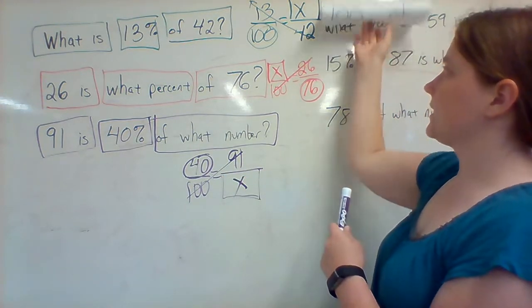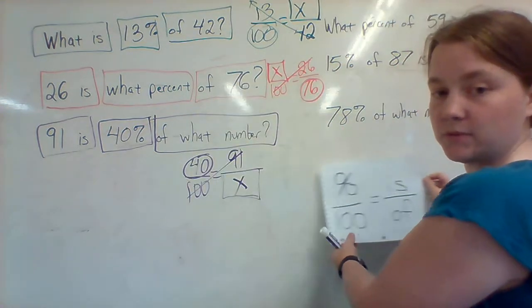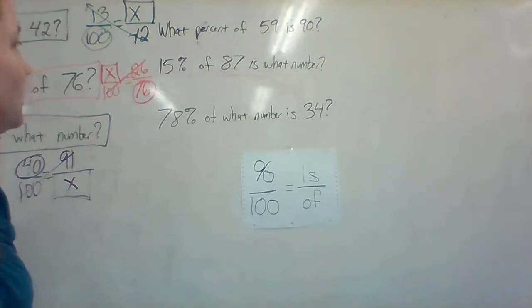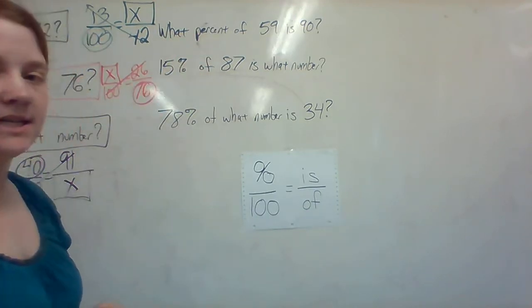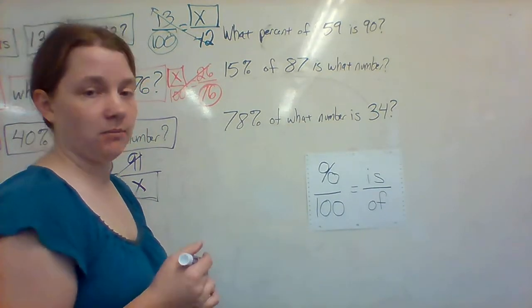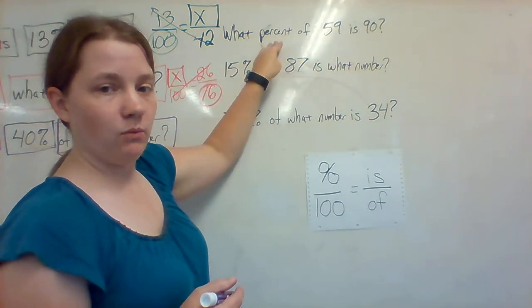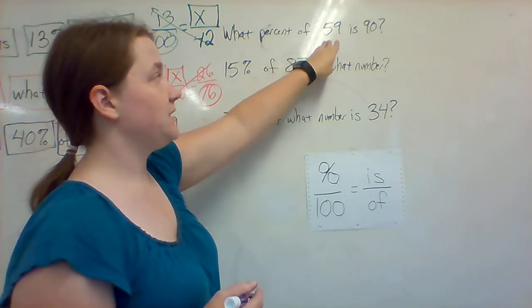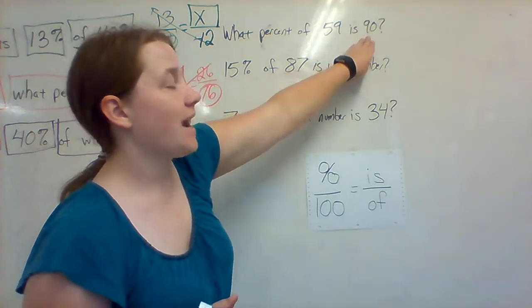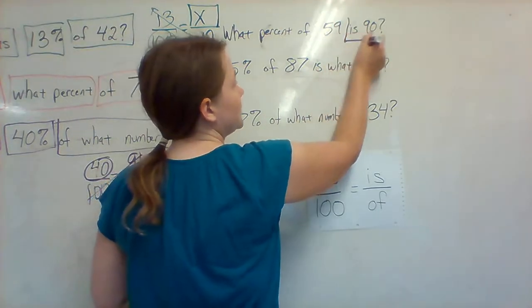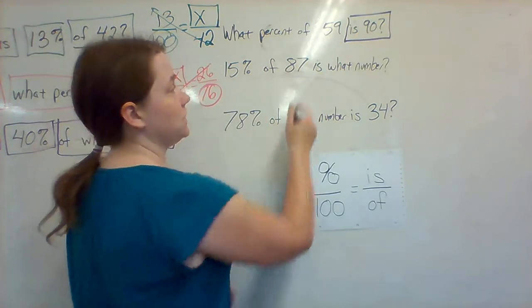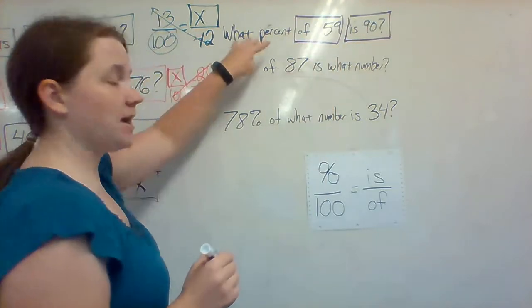Let's talk about a different kind of setup. Now we have what percent of 59 is 90? In order to figure that out, we need to attach our words to our numbers. What percent: we know that what percent is going to go together. Of 59 is 90. I know that is is close to both things, and that makes it a little bit confusing, but the only thing that 90 can be stuck to is is. We have of 59. The only thing left for the 59 to be connected to is of, so we're going to connect that. And then we have what percent.